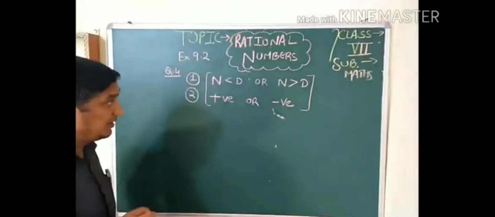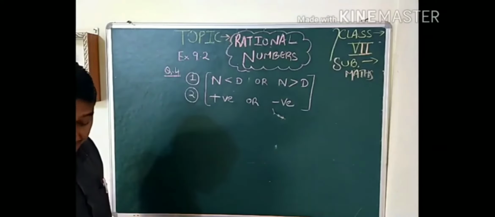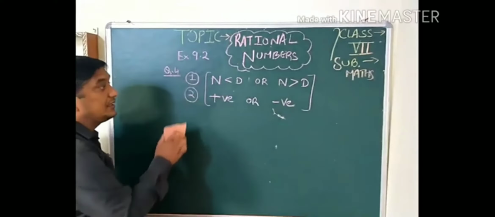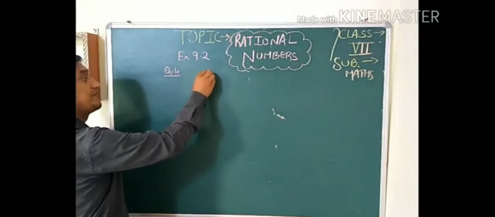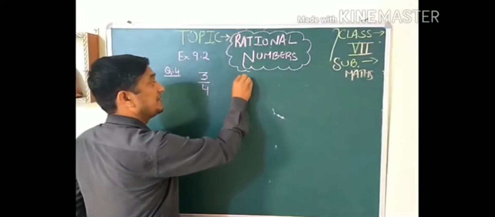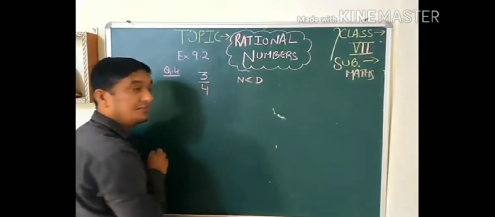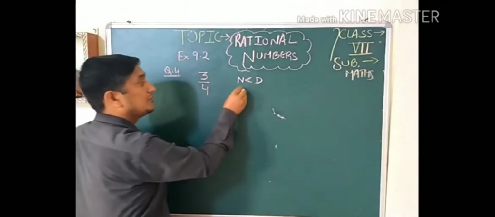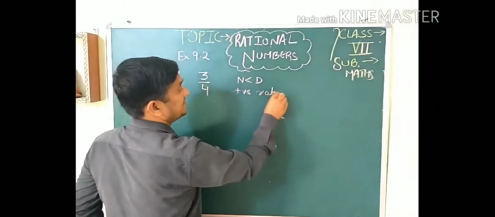By checking these, we are able to represent any rational number on the number line. For example, now we have to represent 3 upon 4 on the number line. First check the numerator. Numerator here is 3 and it is smaller than the denominator. Second, there is no negative sign, it means it has a positive sign. So this is a positive rational number.